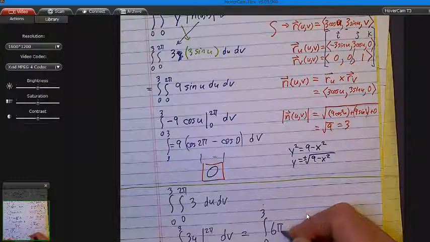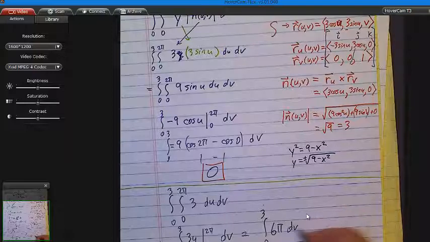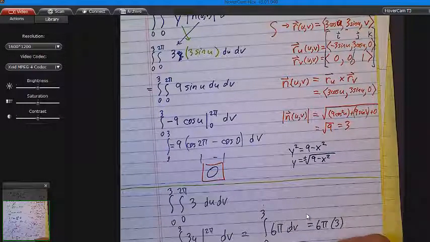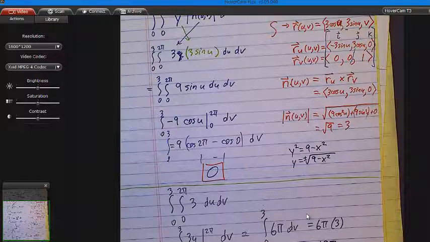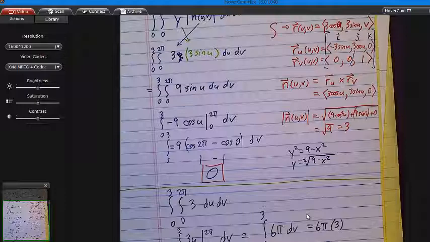6 pi dv. 6 pi v, so you get 6 pi times 3, so you get 18 pi. What did we just compute? Surface area? That's the idea. Let's see if that's true.